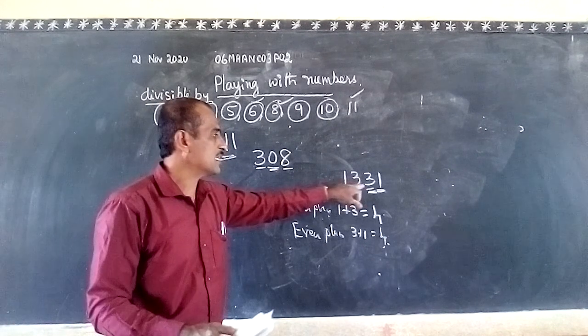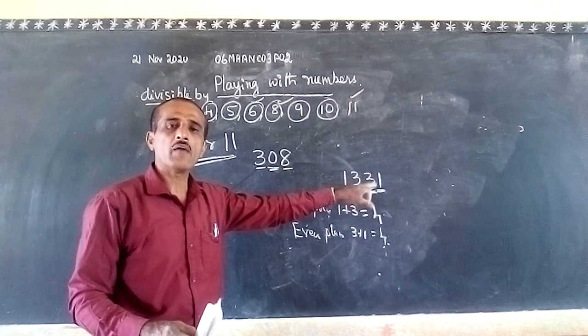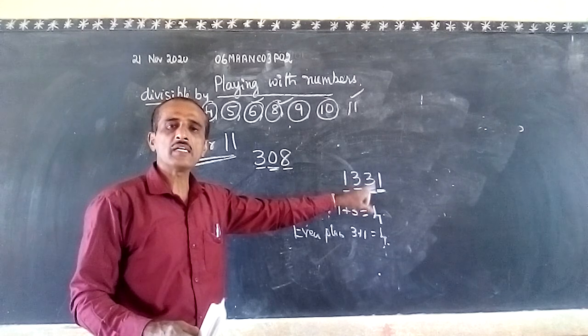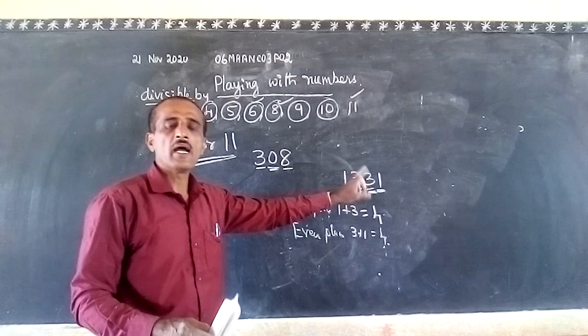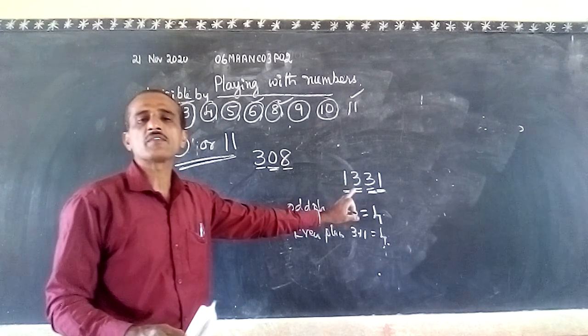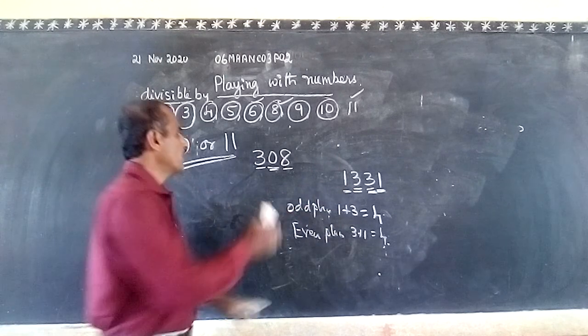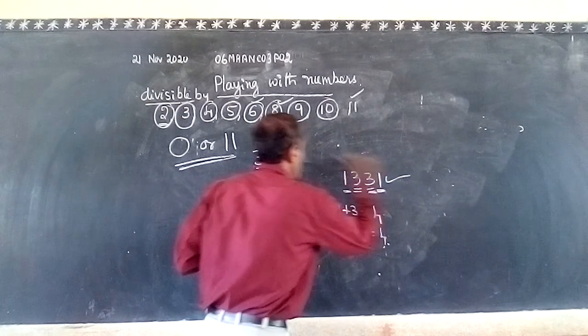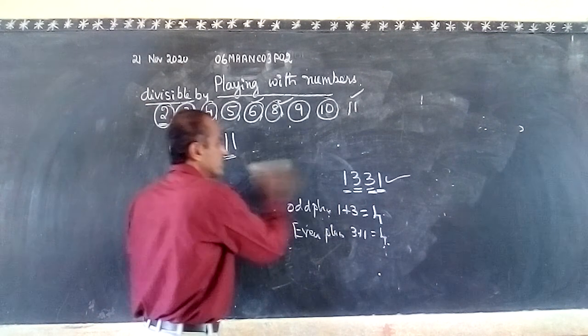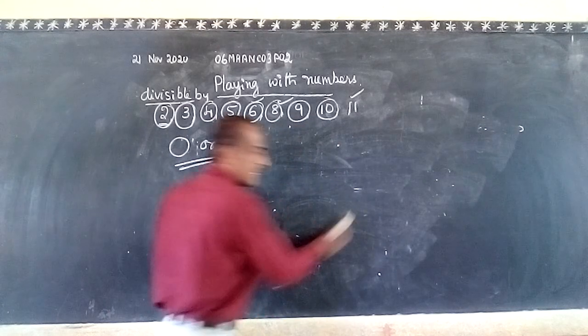Therefore, 1331 is divisible by 11 because the difference of the sum of the digits of the odd places and the sum of the digits of the even places is 0. Therefore, this number is also divisible by 11. Now, I will write another number.